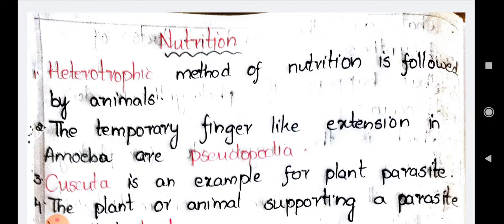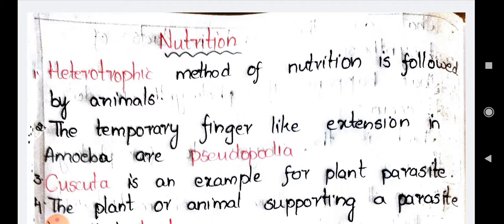The first bit is: dash method of nutrition is followed by animals. Here we know that there are two types of nutrition. The first one is autotrophic nutrition and the second one is heterotrophic nutrition. So the answer for this question will be heterotrophic nutrition. Why? Because autotrophic nutrition is followed only by plants. So the answer is heterotrophic nutrition.